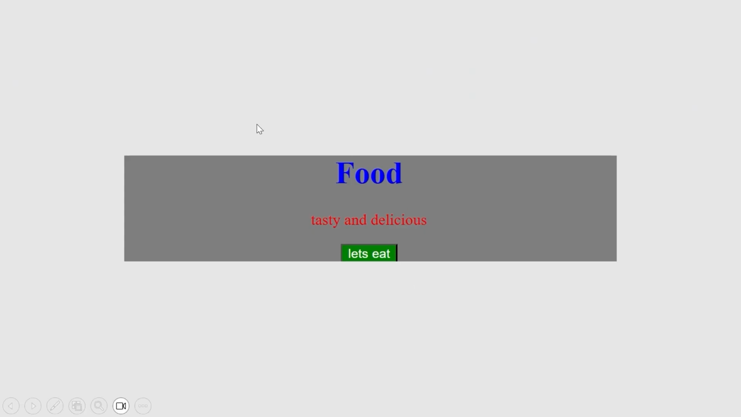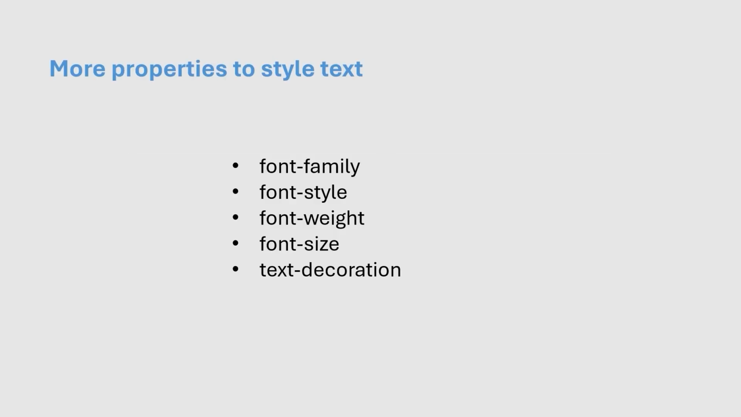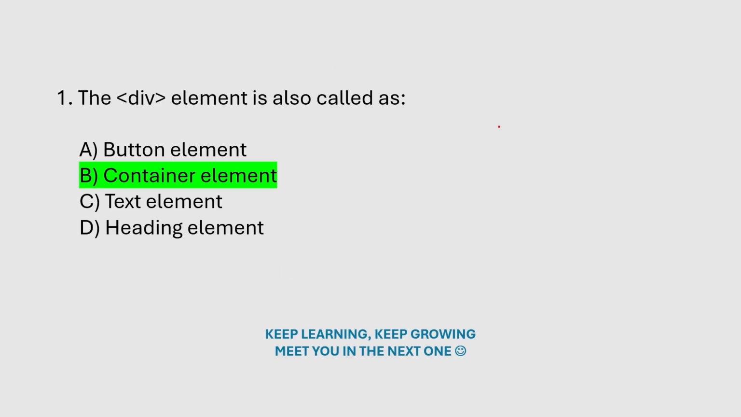Let's recap what we have learned today. We have applied background color to these elements and learned different CSS properties to style the text like font family, font style, font weight, font size and text decoration. In the next video, we will discuss different types of CSS. Keep learning, keep growing. Meet you in the next one.